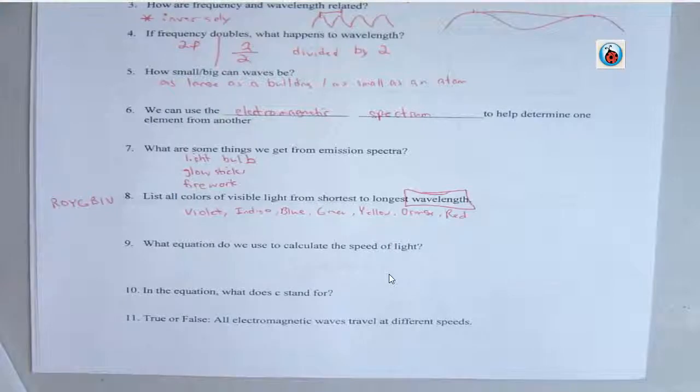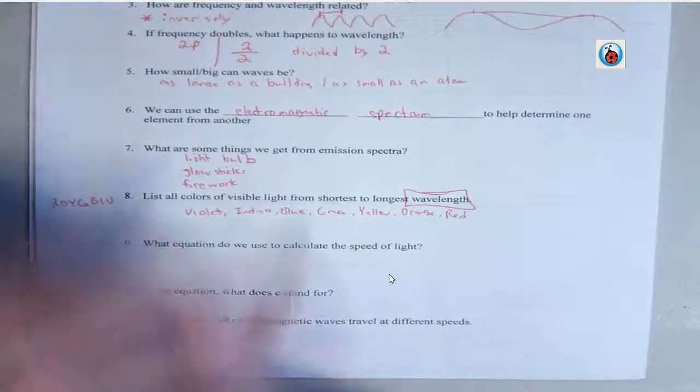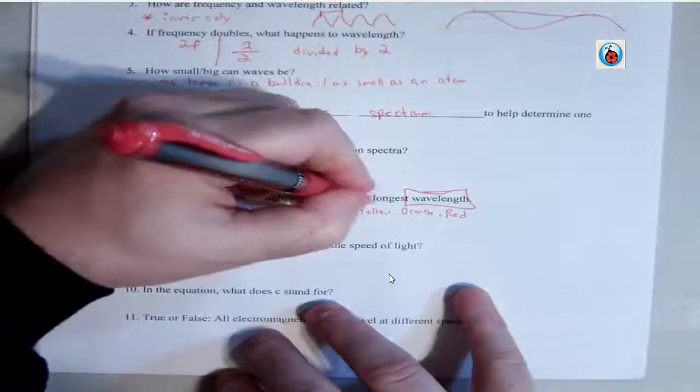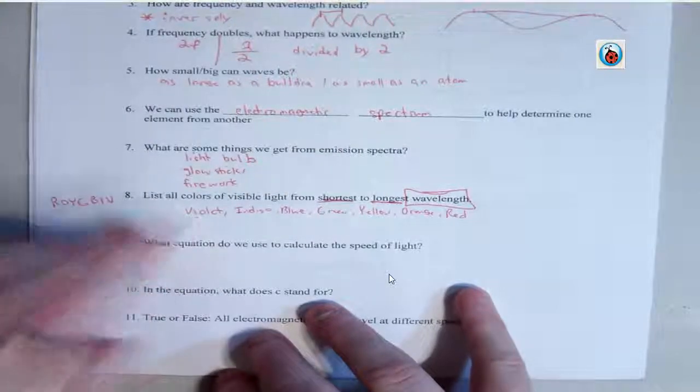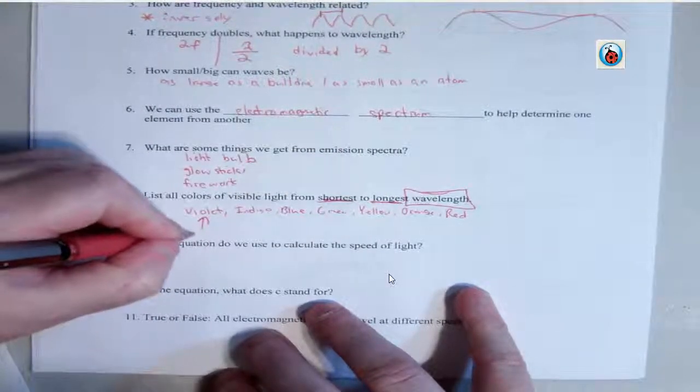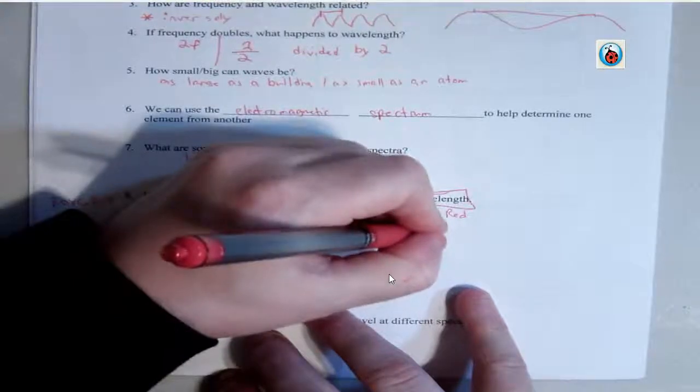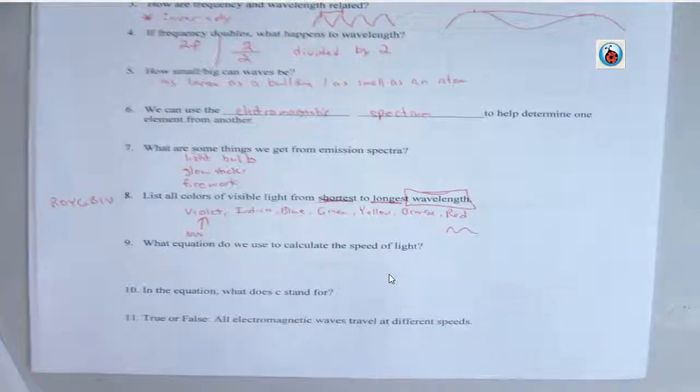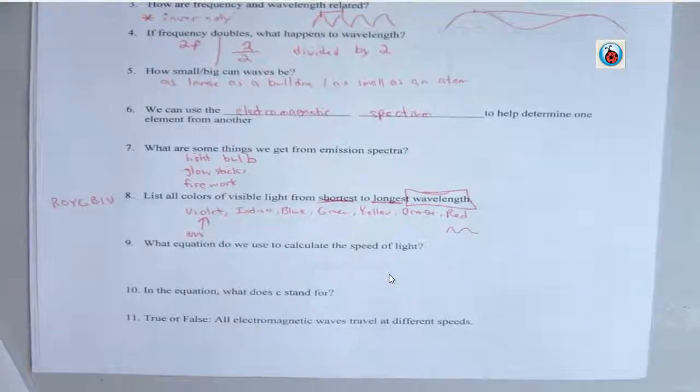So there you go. So remember, we are going shortest to longest. So the shortest wavelength is violet. So we're talking like pretty short. The longest wavelength is red. Not drawn to scale.